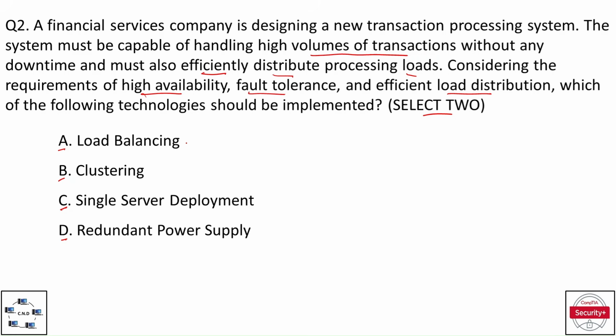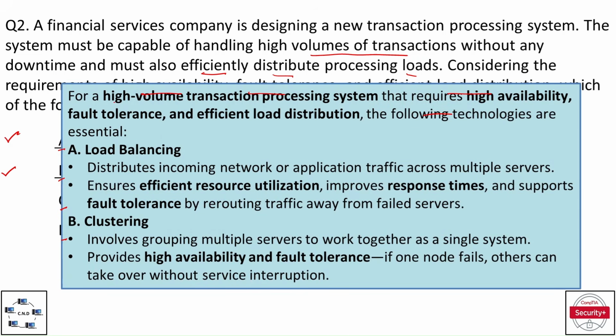And the correct options are option A, load balancing, and option B, clustering. And the explanation is, so for a high volume transaction processing system that requires high availability, fault tolerance, and efficient load distribution, the following technologies are essential. Number one, load balancing. The load balancing distributes incoming network or application traffic across multiple servers. This ensures efficient resource utilization, improves response times, and supports fault tolerance by rerouting traffic away from failed servers.